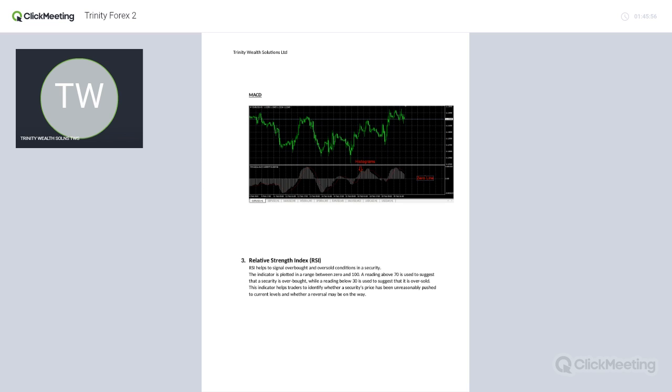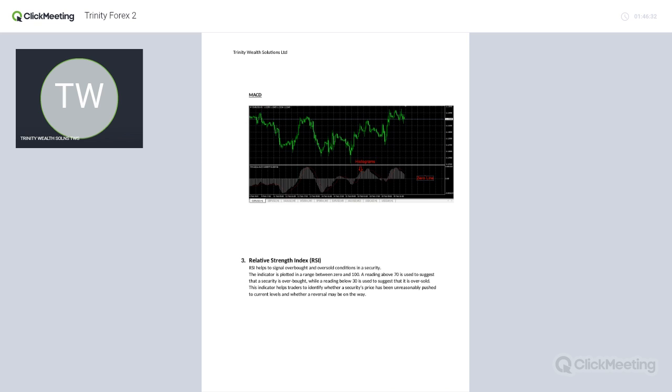And the other one is we're going to look at relative strength index, or RSI. So RSI helps to signal overbought and oversold conditions in a security. The indicator is plotted in a range between 0 and 100. So a reading above 70 is used to suggest that a security is overbought, while a reading below 30 is used to suggest that it is oversold.